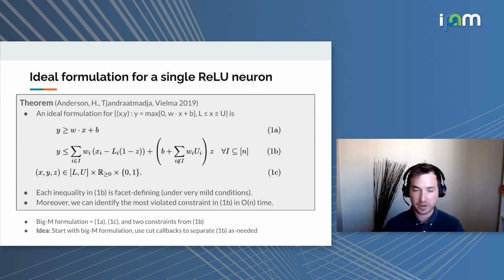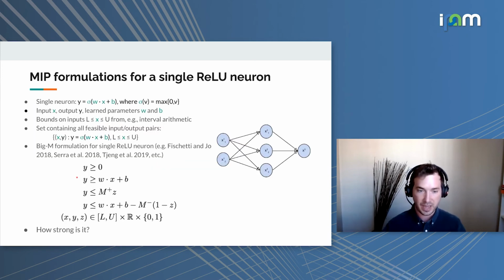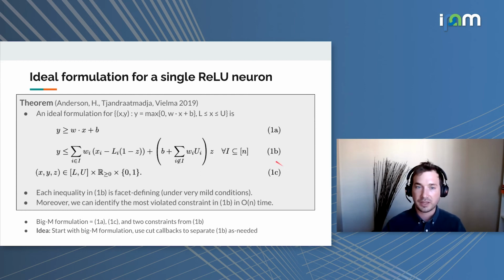Another thing that's important here is that the big M formulation, this one that's been used in the literature, is kind of hidden here, right? So algorithmically, what we're going to do is write down that big M formulation, and then we're going to dynamically generate cuts from this large family as we need them in a cutting plane approach.